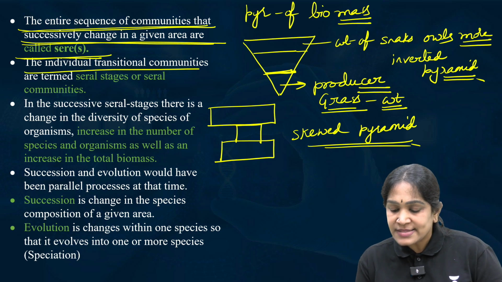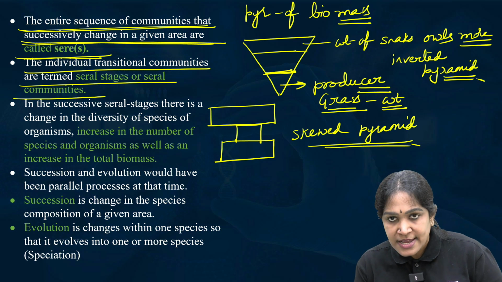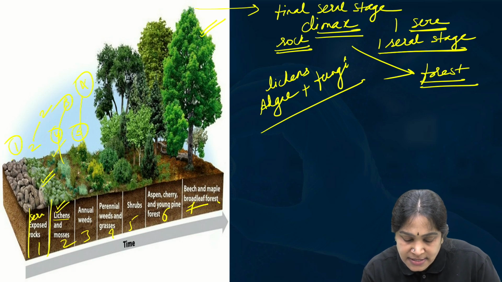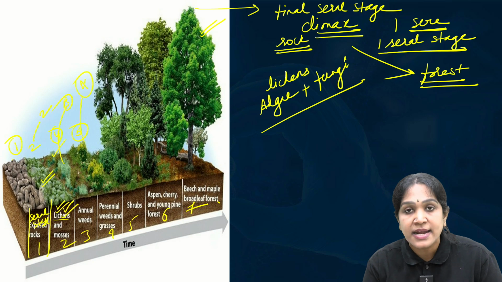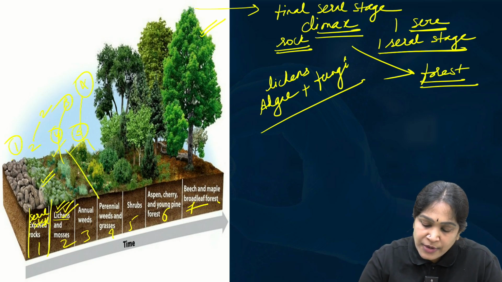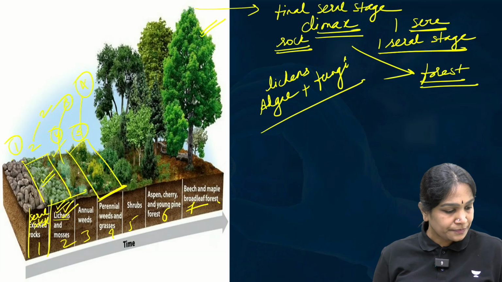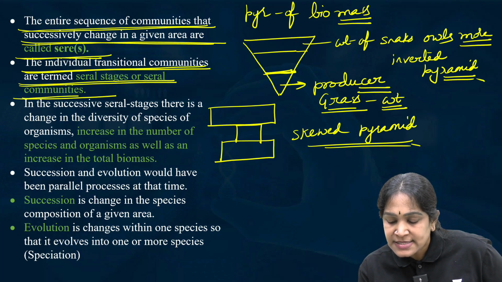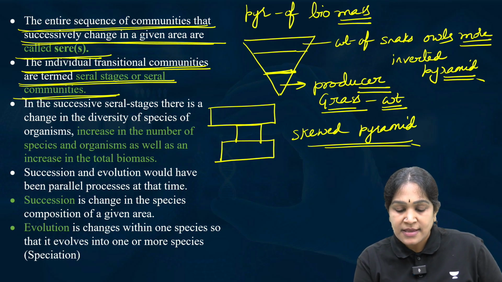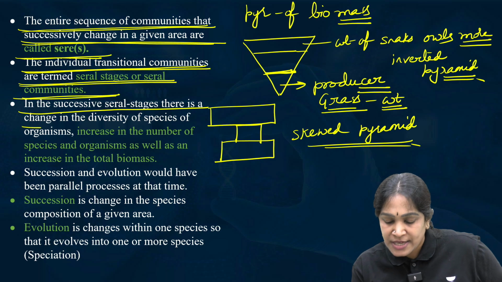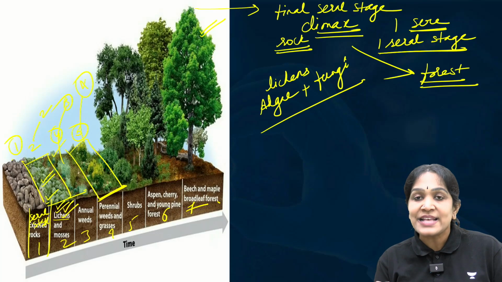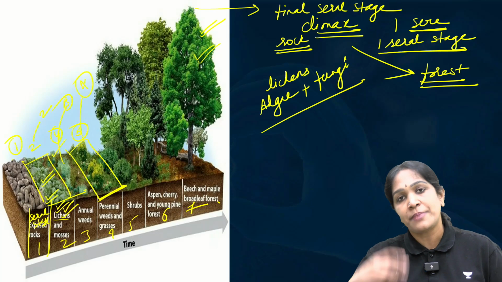The individual transitional communities are called seral stages or seral communities. So this is one seral stage or seral community. This is a second seral community. This seral community is more complex when compared to the previous one. In the successive seral stages, there is a change in the diversity of the organisms. It means the first seral stage will be less diverse, and the last seral stage will be more diverse.